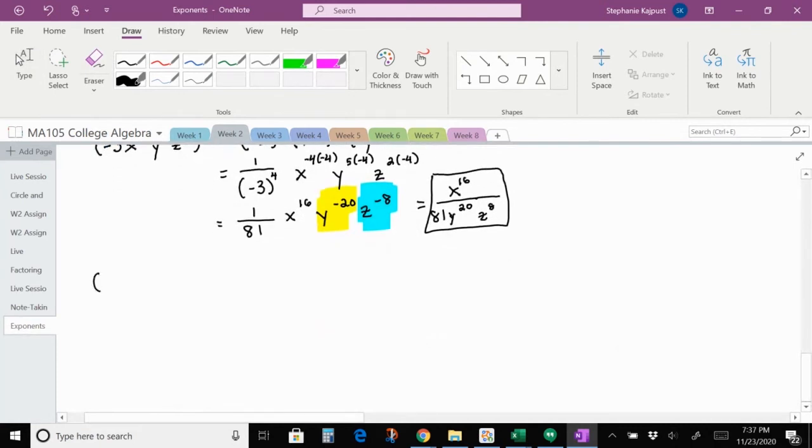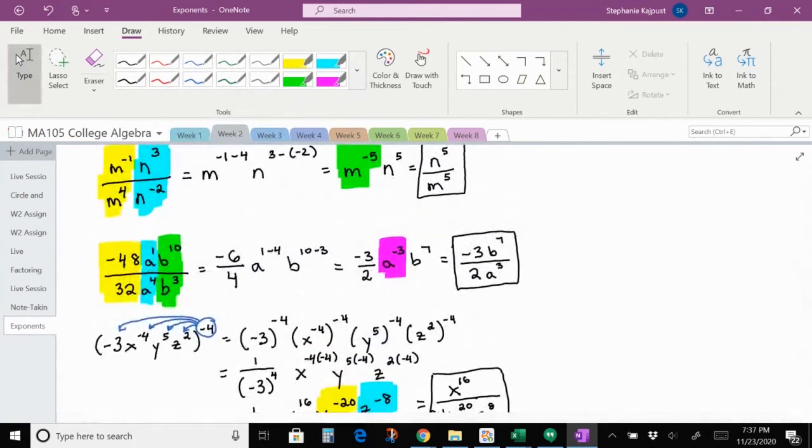Here's another good problem. 4m to the negative 2n times negative m to the 6th times 6n to the negative 3. So here we don't have any exponents on our parentheses, but we have things multiplied together. And so you want to group things like we did with the division here.